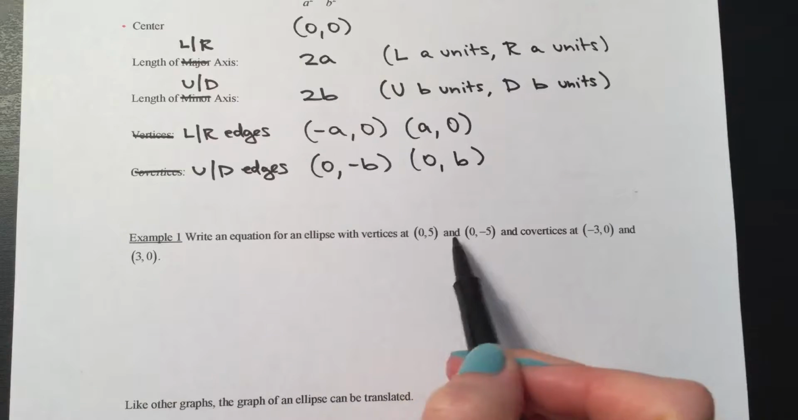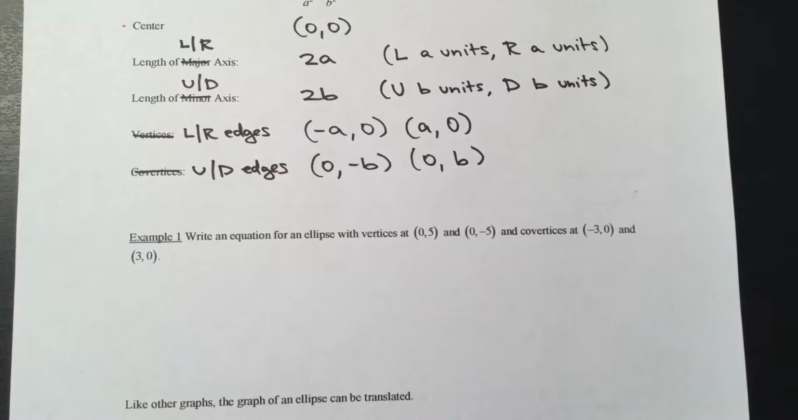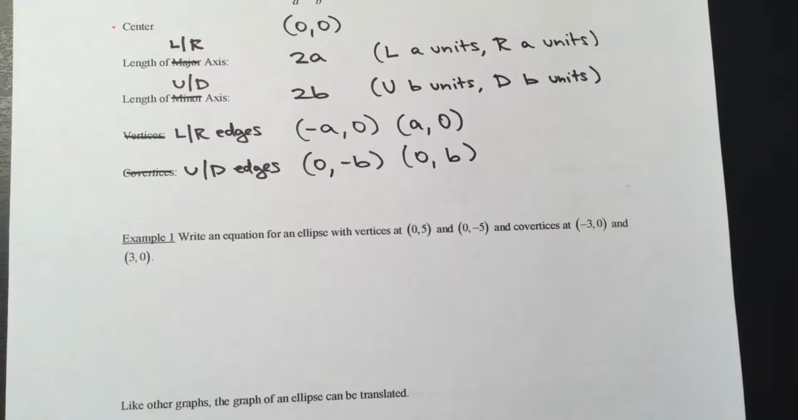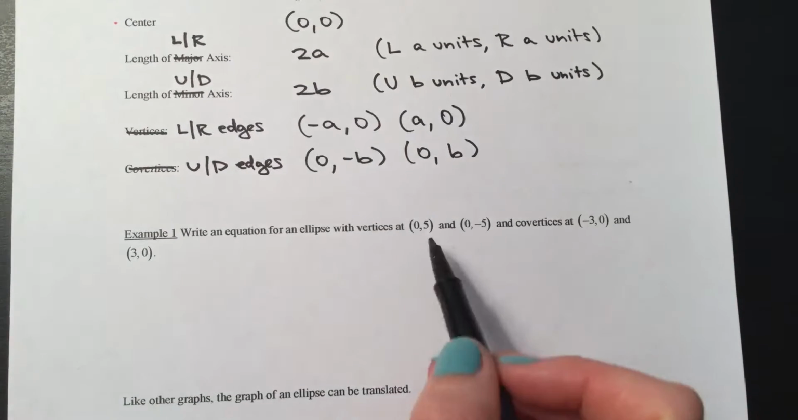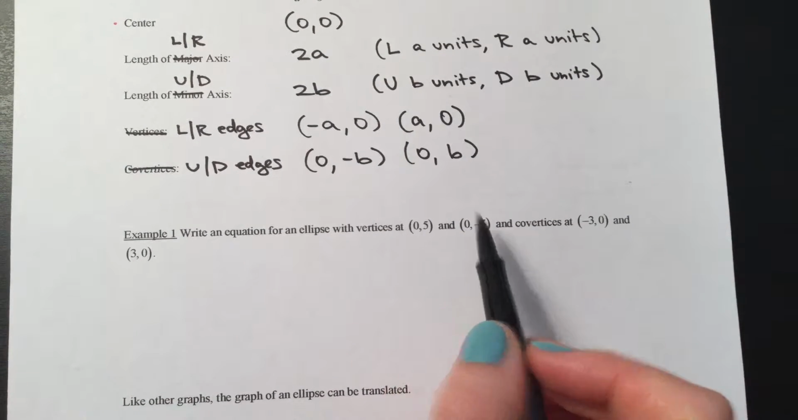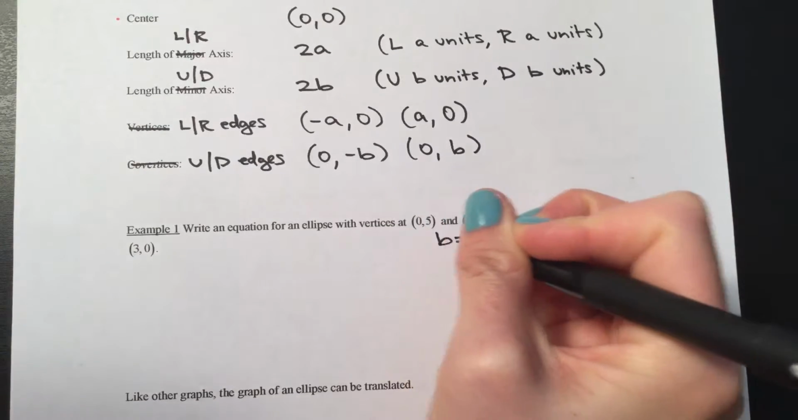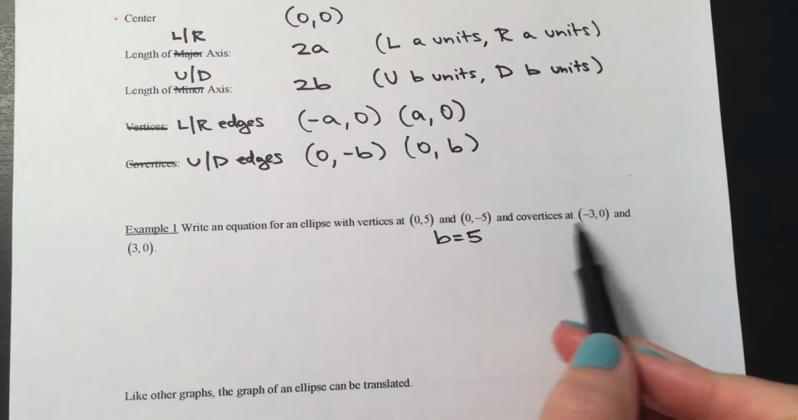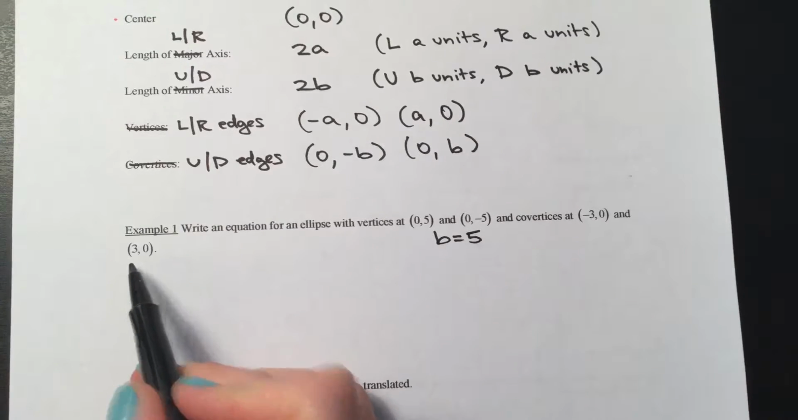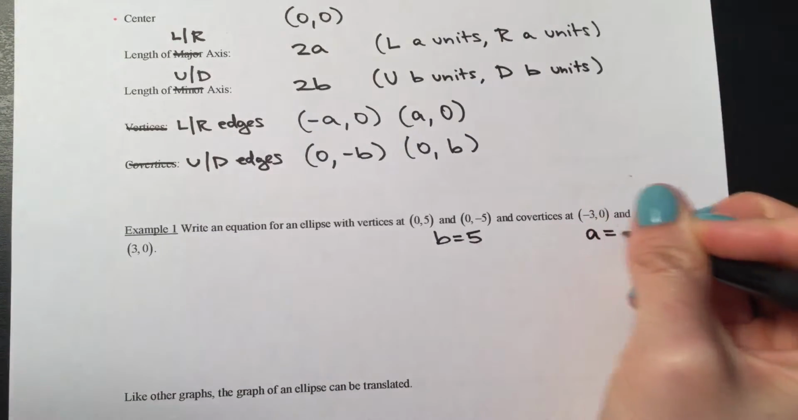And you can see with example 1, we've got these vertices and co-vertices. Again, the names vertices and co-vertices just come from which one is longer. And it doesn't really matter to us which one is the longer of the two. So the vertices are always the longer. Notice 5 is bigger than 3, and the co-vertices are shorter. So our vertices are 5 and -5. Those are y values. That means you're going up and down 5 units. So when you go up and down 5 units, that means that B is 5. And then your co-vertices, you're going left and right 3 units. So that means that A is 3.